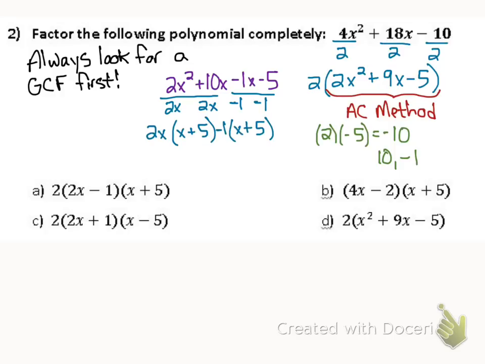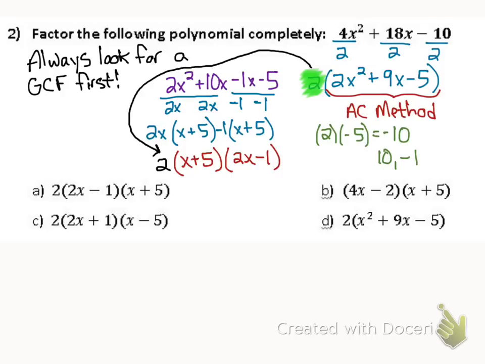Pulling out the greatest common factors gives us this as a result, where we get x plus 5 inside both sets of parentheses. And so x plus 5 is going to be one of our factors, and 2x minus 1 is going to be one of the other factors. What you have to be careful not to forget about is the fact that we factored out a 2 to begin with in this problem. And so we need to make sure and bring that back down and write that in front of our entire expression. So the correct final answer for this one is letter A.